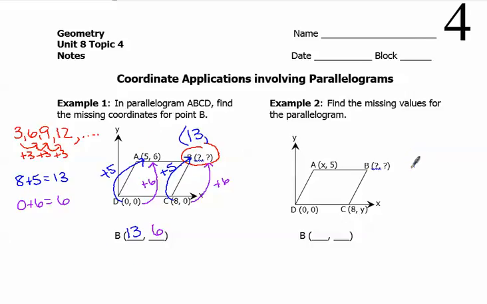For example 2, it's a little bit different because I'm missing a couple of different variables. So I have to look into that. So first I'm going to say, how do I get from 0 to x? Well, x is any number, so I add x. How do I get from 8 to here? I add x again, so it becomes 8 plus x.